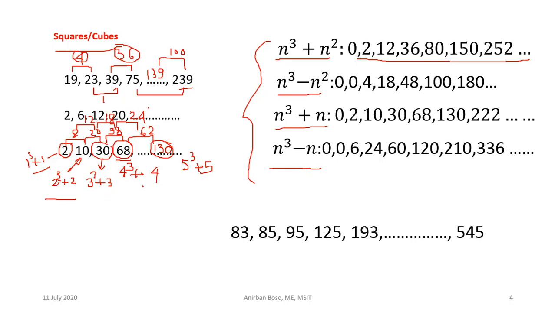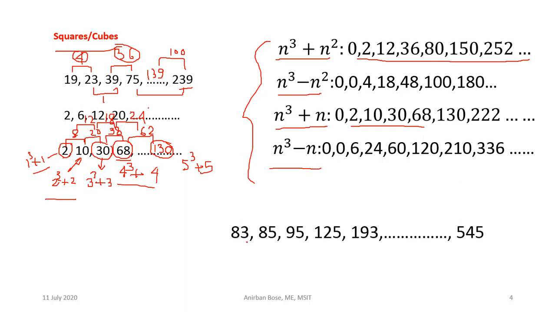And here you can see this is the n cube plus n series: 2, 10, 30, 68. If you remember it, it will come to your mind looking at the numbers. So it is better to remember at least up to 400. I will say, try to remember these numbers up to 400. And to get the different numbers, just put 0, 1, 2, 3, 4, 5 in the series and find out what the next numbers are. So this is very important.